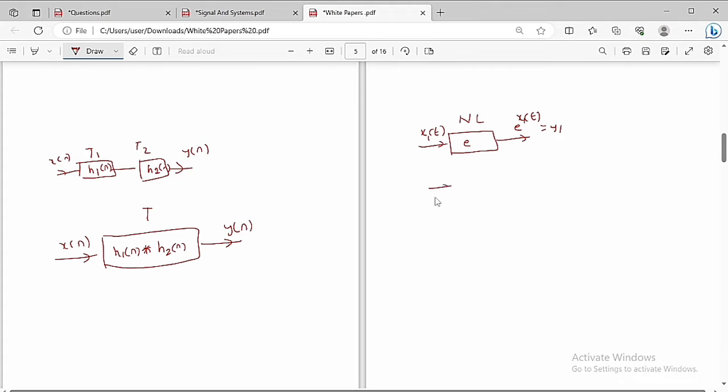Similarly, if we give x2 as the input, then what is the output? y2 is equal to e to the power of x2 of t. If we give x3 as the input, then what is the output? y3 is equal to e to the power of x3 of t.